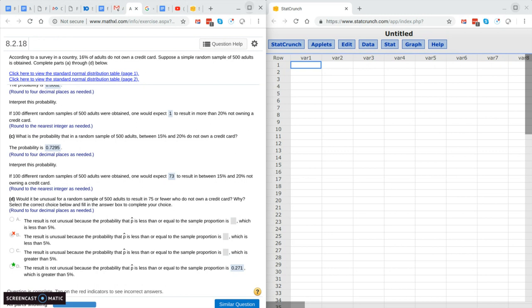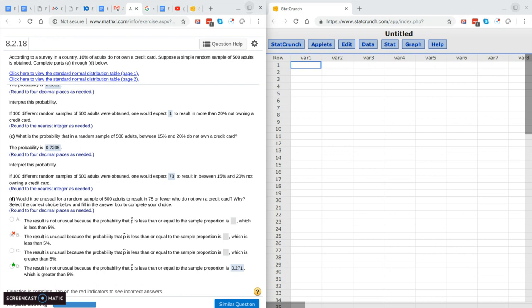A lot of times you can just see a sample and you say, oh, that's unusual. But here we're going to say that a sample is unusual if, given the population proportion, you're less than 5% likely to get that sample proportion.